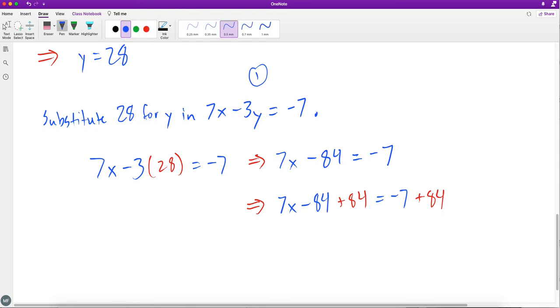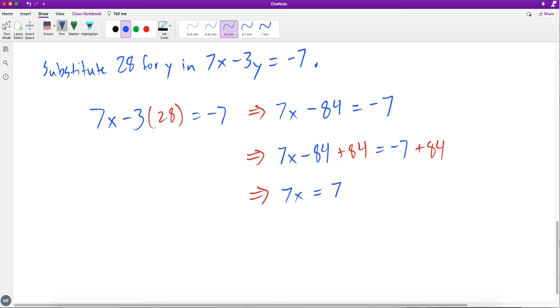And that is going to allow me to have just an x term on the left-hand side. Negative 7 plus 84 is 77. So then I divide by 7. And so I'm going to end up with x equals 11.